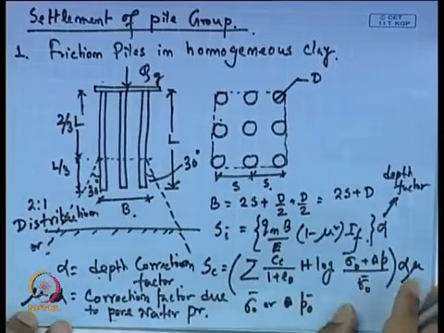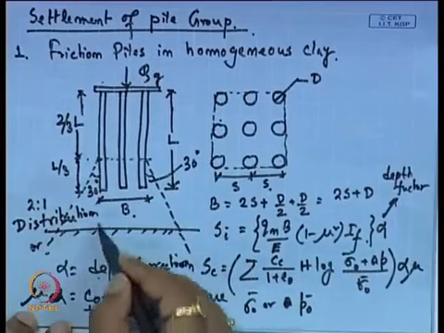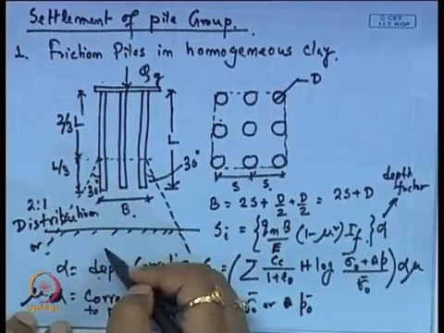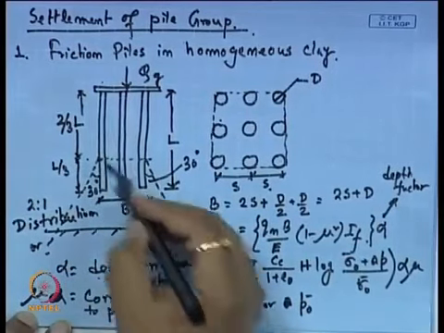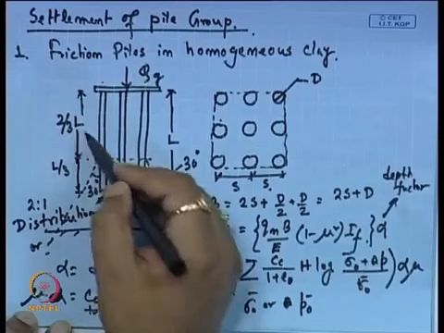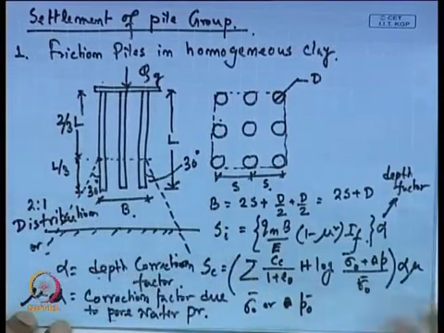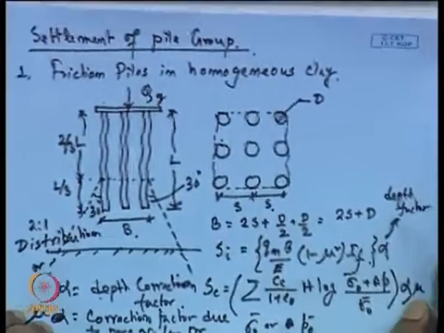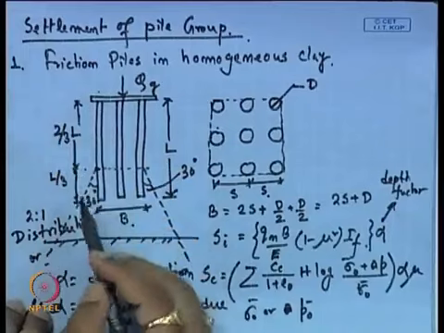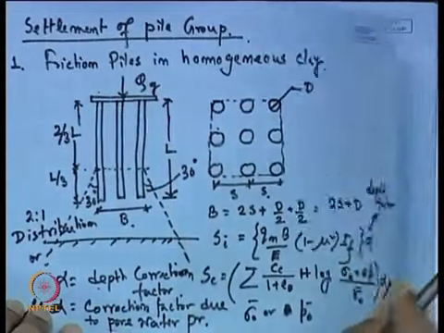Now, if there is any hard stratum within any layer, in that case we have to go only up to that hard stratum, not up to twice B, because within that the soil will settle, and the hard stratum will not be affected. So, we have to go from the 2/3 L point from the top of the pile up to that hard stratum, and that will be the influence zone, the same as the raft foundation settlement calculation. Now, this is for the first case, if the friction pile is in homogeneous clay. Now, we will go for the next one.